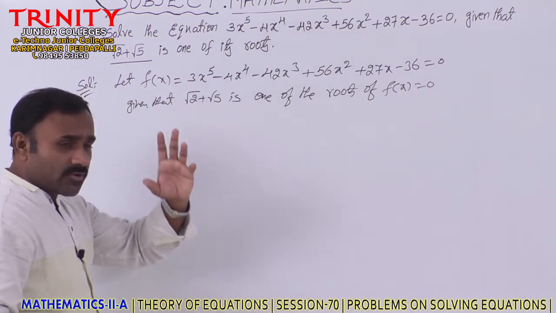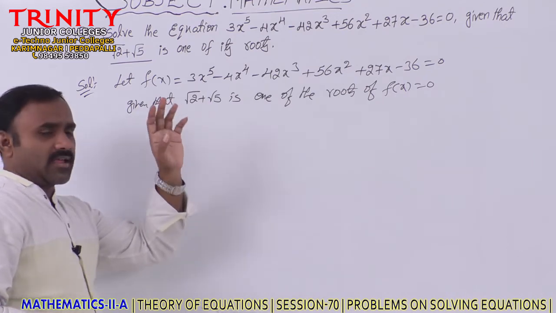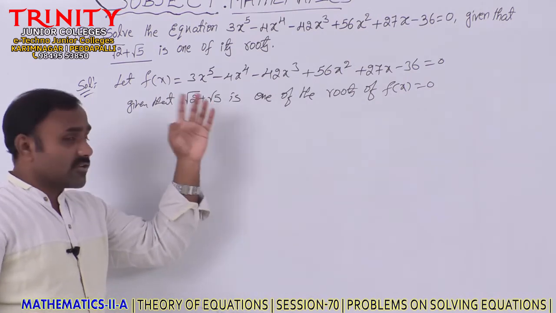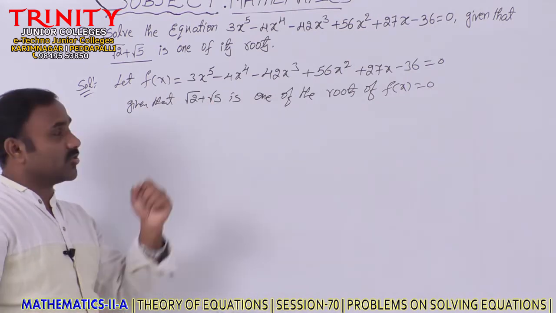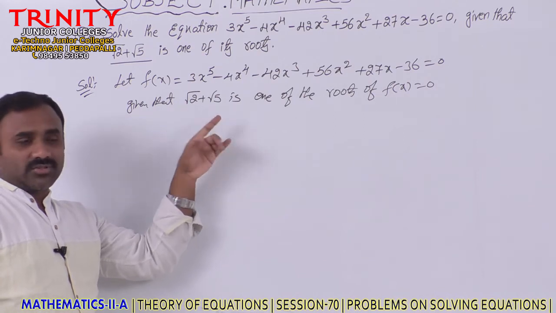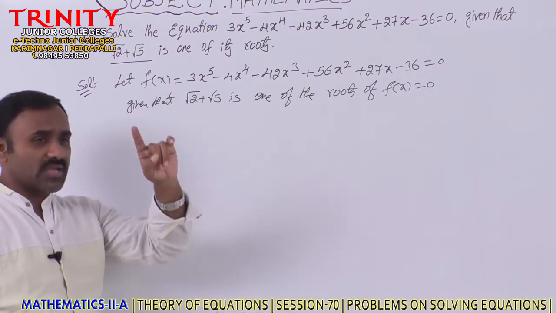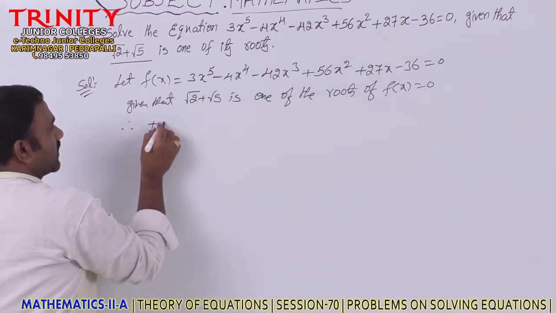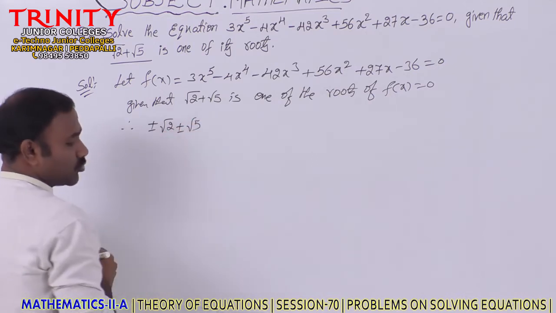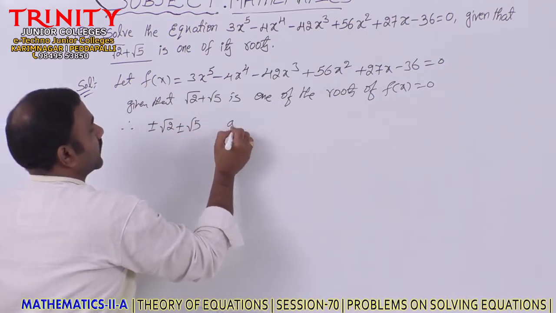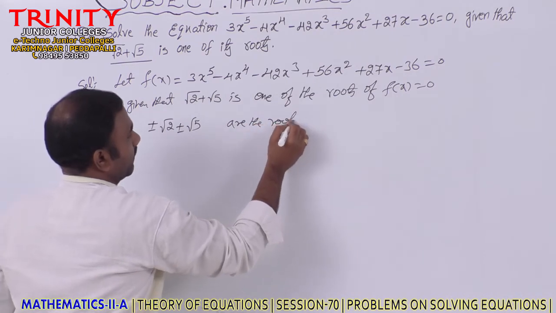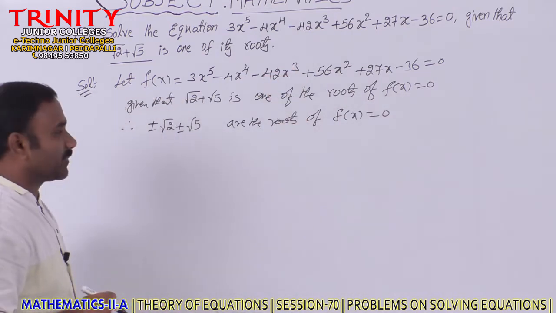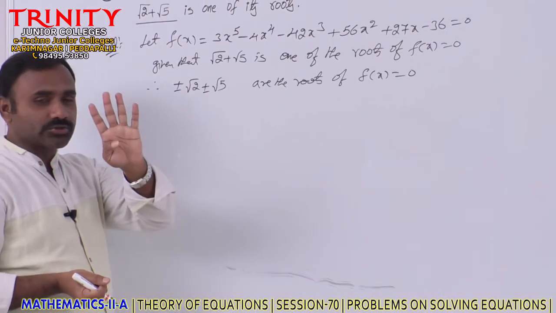Root a plus root b is one root, root a is one root, then automatically minus root a is the other root. Root b is one root, then minus root b is also the other root. Therefore, root a plus root b is the root, then plus or minus root a plus or minus root b are the roots. Therefore, plus or minus root 2 plus or minus root 5 are the roots of f of x equal to 0. Means how many roots we got now? 4 roots totally.